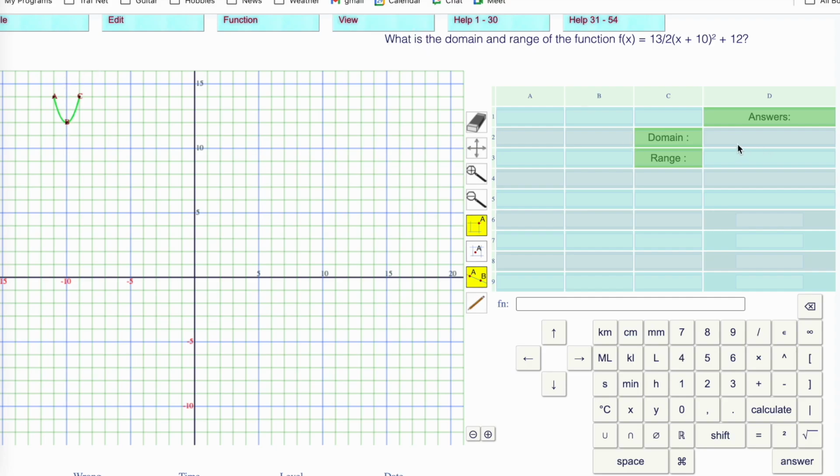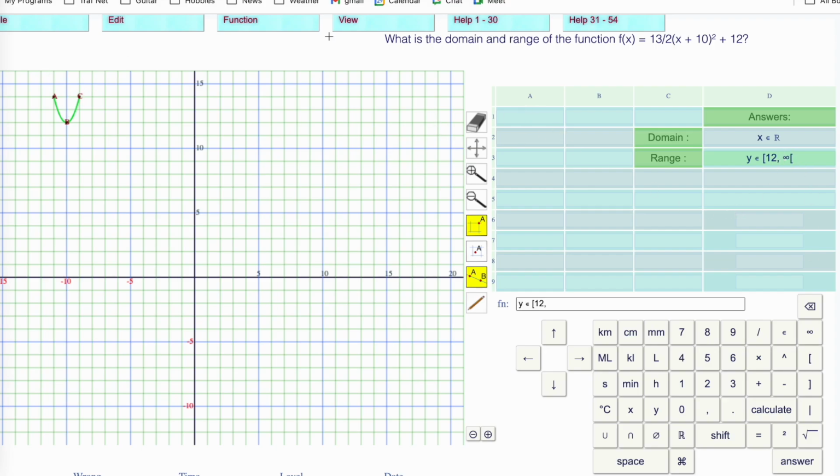If it's opening up, then the domain is going to be x is a member of, it's going to keep opening up this way forever and that way forever. So x is a member of negative infinity to positive infinity, or x is a member of the reals. If it's opening up, then the lowest value is the y value of the vertex, or the k. We're starting here at positive 12. Y is a member of 12 to infinity, and then a round bracket on that.